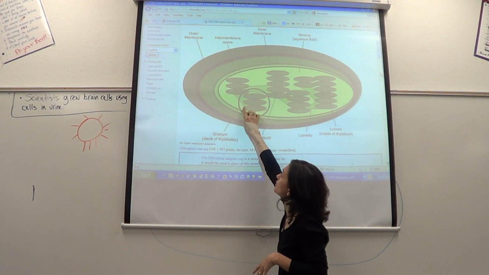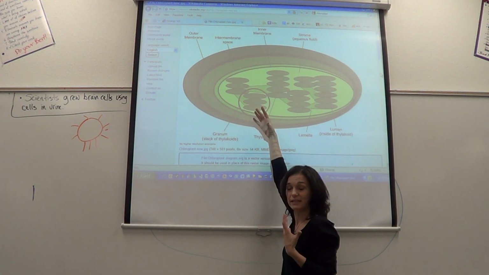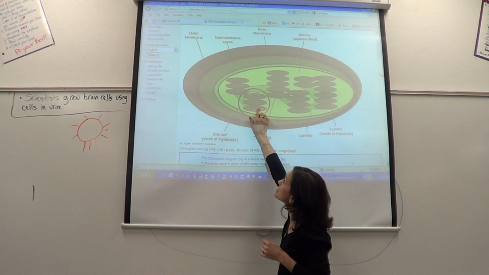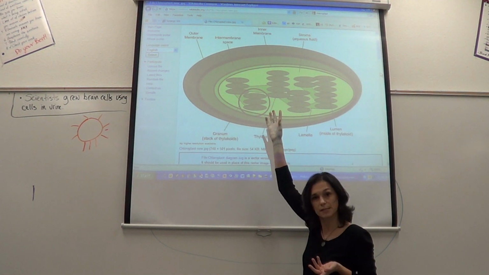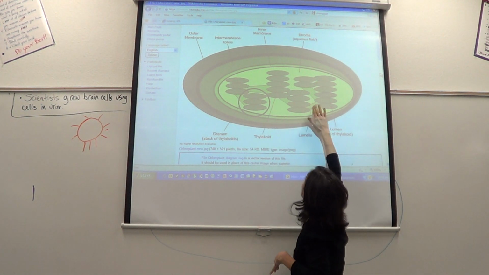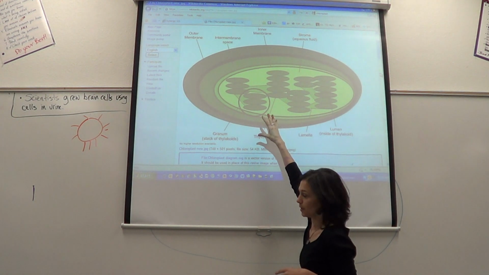Now, looking at each individual thylakoid, you have the thylakoid membrane, and that's basically another phospholipid membrane. And then the space inside of it, which is called the thylakoid space, or sometimes called the lumen. All around all of the grana, we have liquid, and that liquid is called the stroma.